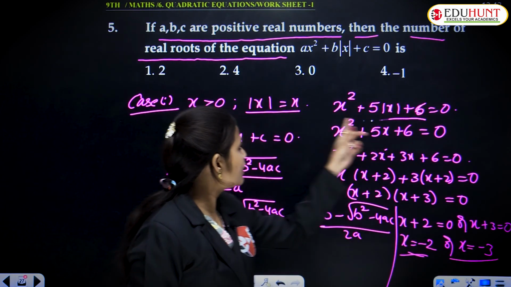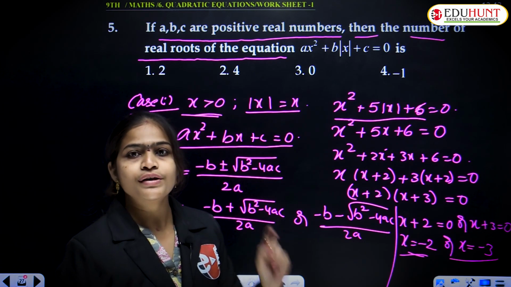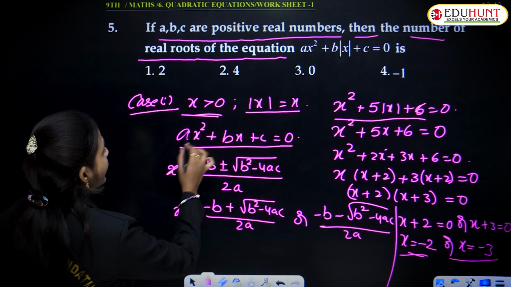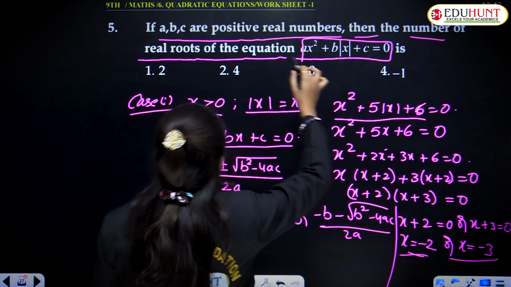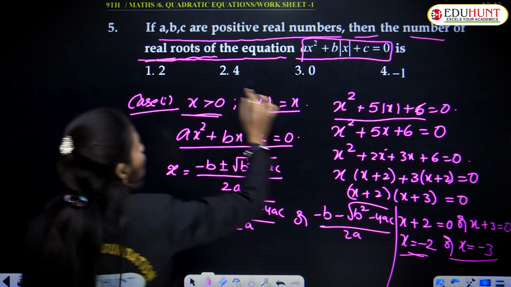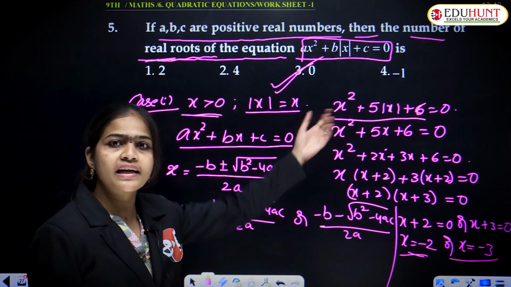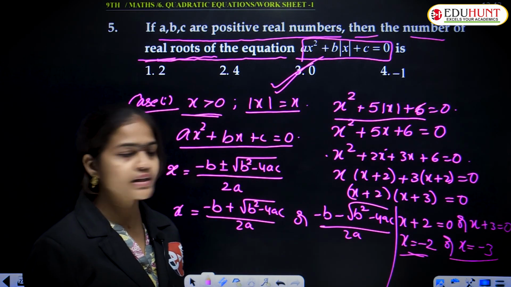Okay, and this equation is in the form of ax square plus bx plus c is equal to 0 only, no? So if the quadratic equation is in the form of ax square plus b modulus of x plus c is equal to 0, then the number of real roots is 0. If you take negative here, then you will get positive values. You try that one. Okay children.